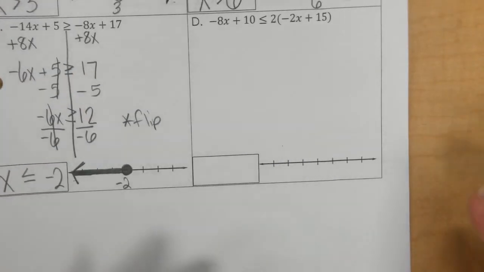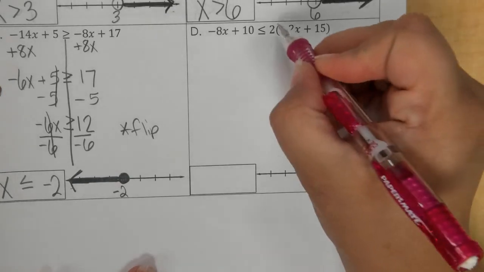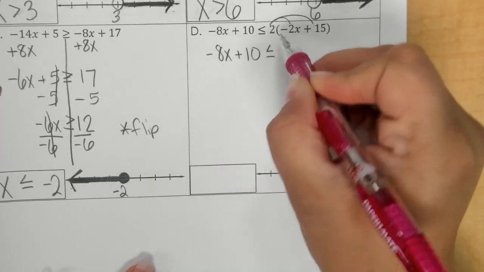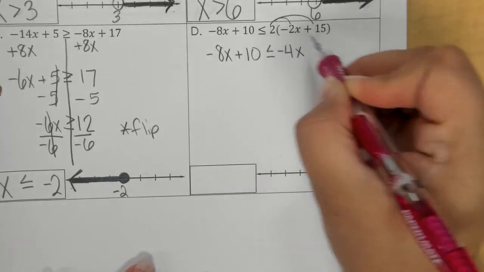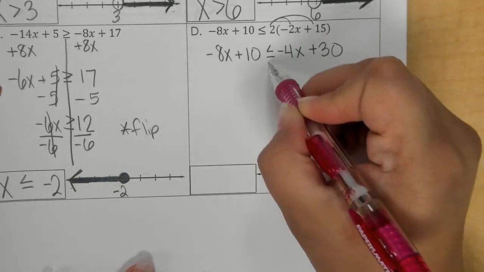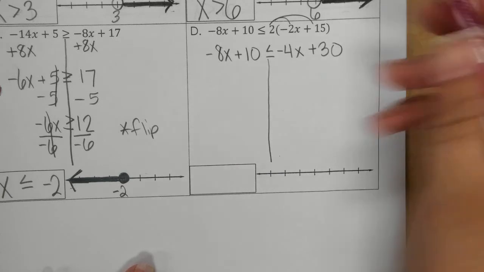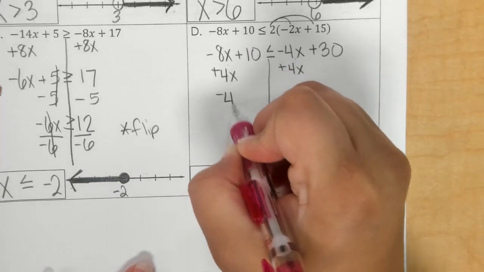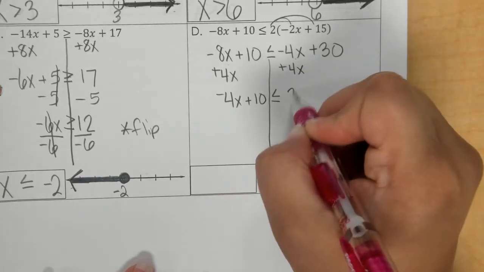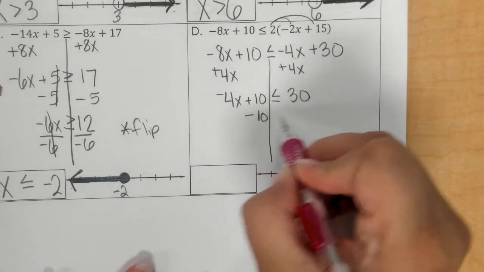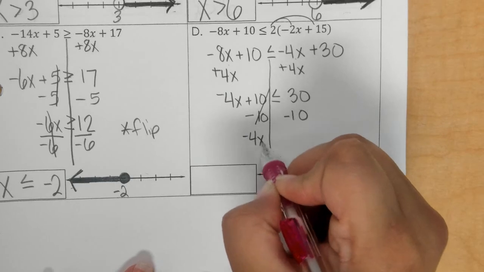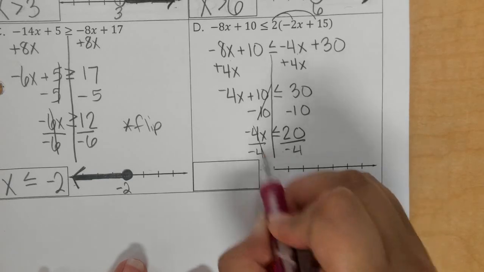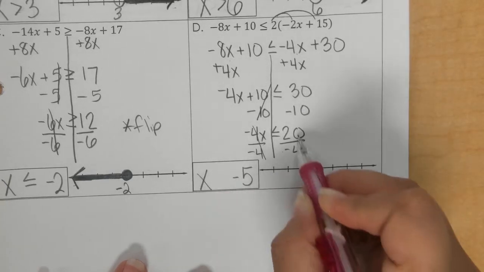And then the last one for this example is we have to do distributive property. So we have negative 8x plus 10. Distribute, we have negative 4 and 30. Then we're going to get our x's together, so we're going to add the 4x. We get negative 4x plus 10. And now we're going to subtract 10. And then our last step would be divide by 4. So x, that would be negative 5.